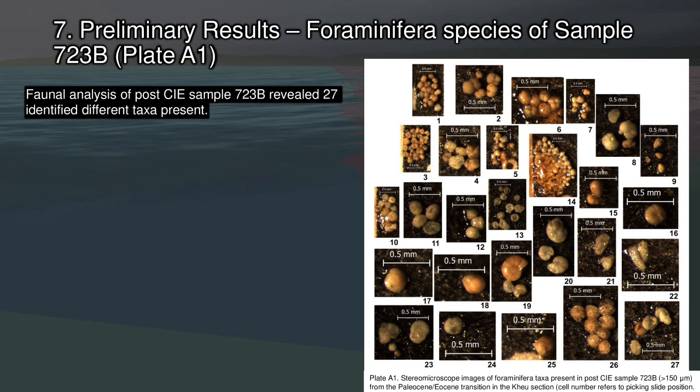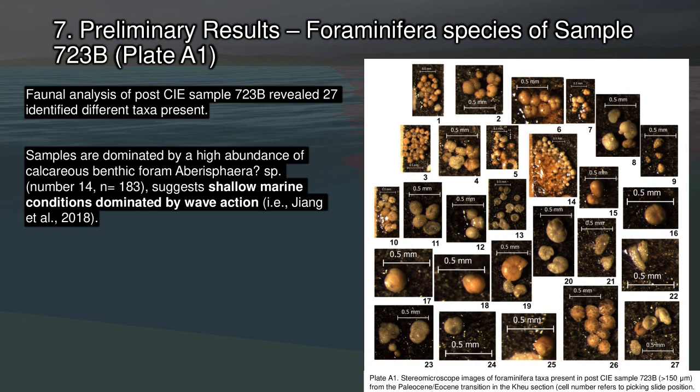So what we actually saw within this one sample, which is plate A1 within the figures in the report as well, is that there are about 27 identified different taxa, ranging from different planktics and benthics, calcareous benthics and also agglutinated benthics as well. In particular, there's a high abundance of a calcareous benthic foram, this spherical one here, number 14. And authors have suggested that this particular taxon is an indicator of shallow marine conditions dominated by wave action. Again, that might reinforce the tentative preliminary interpretations that this is a very shallow marine site near the storm and the fair weather wave base.